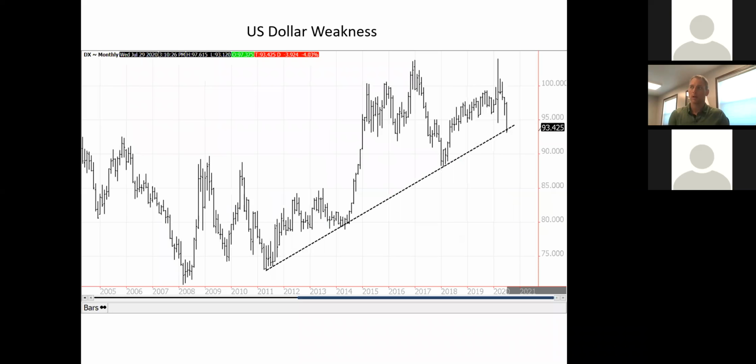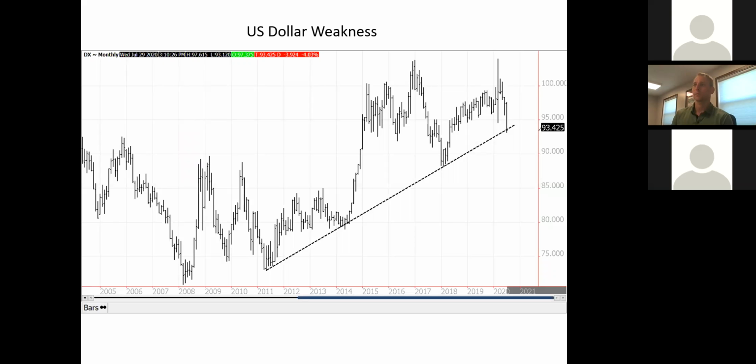One of them is the US dollar. Just recently, we've seen the US dollar come off its highs. As you can see, we've found support for the US dollar on this trend line that started in 2011. This is a long-term chart, but if the US dollar continues to fade from its highs, that's only good for US commodities, whether it's wheat, corn, or beans.